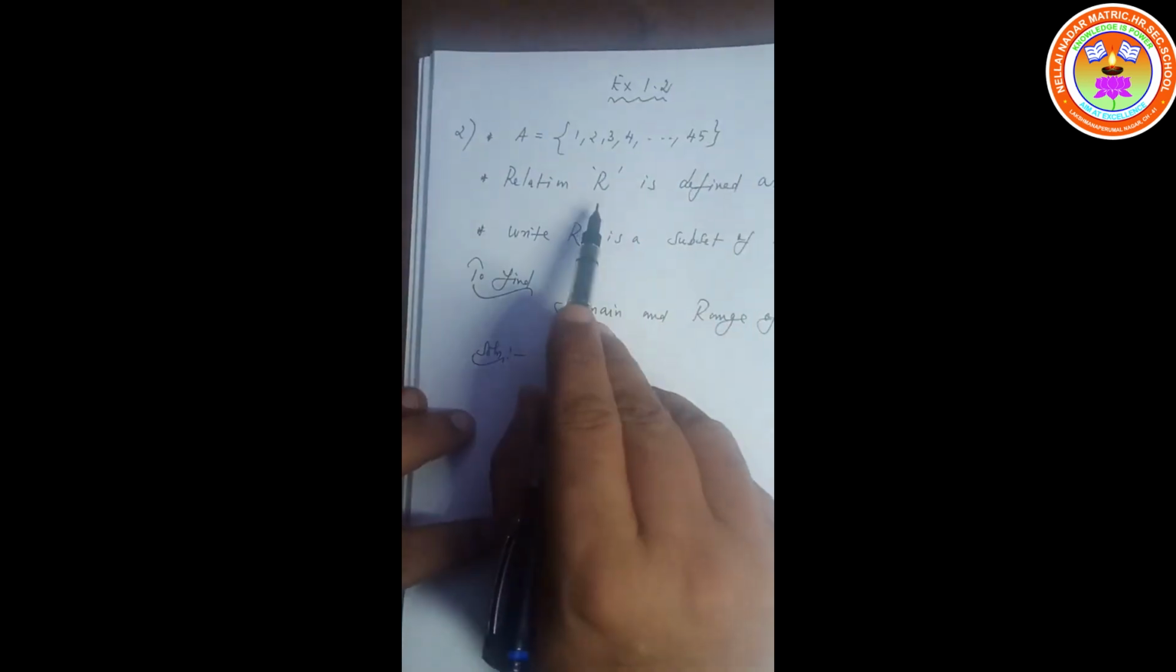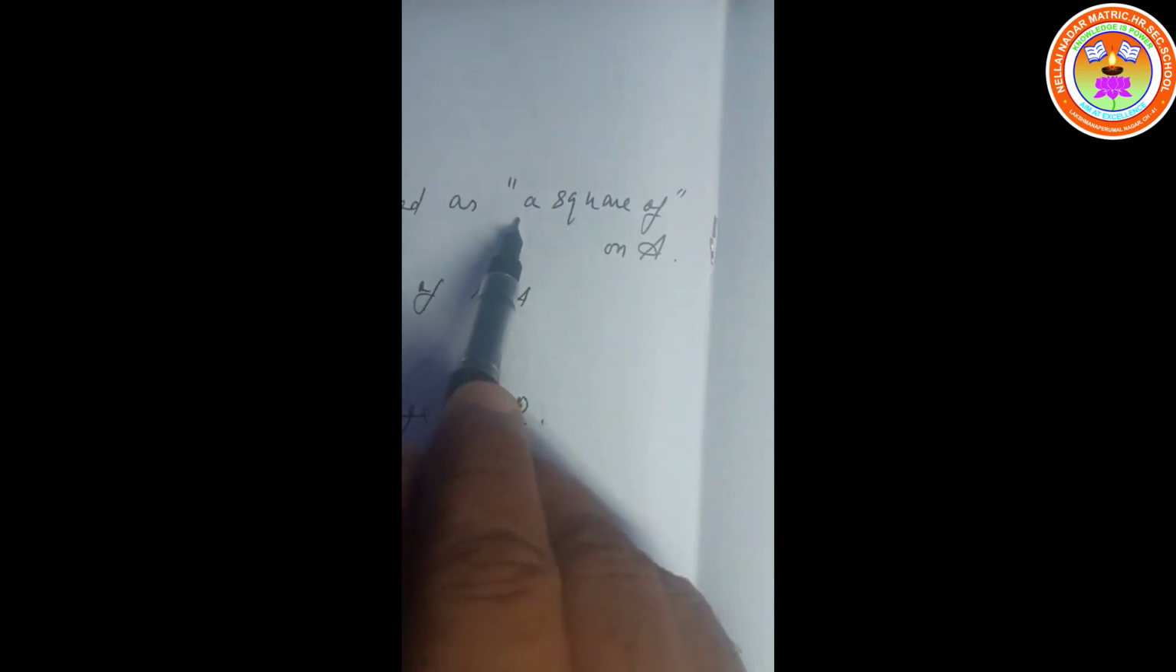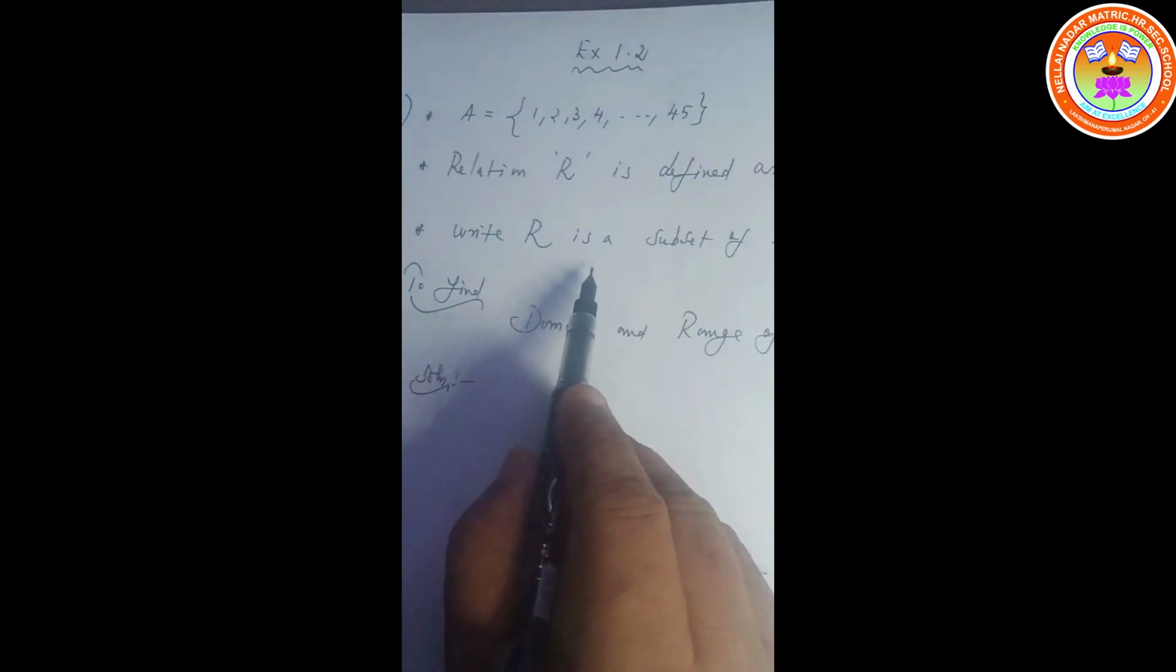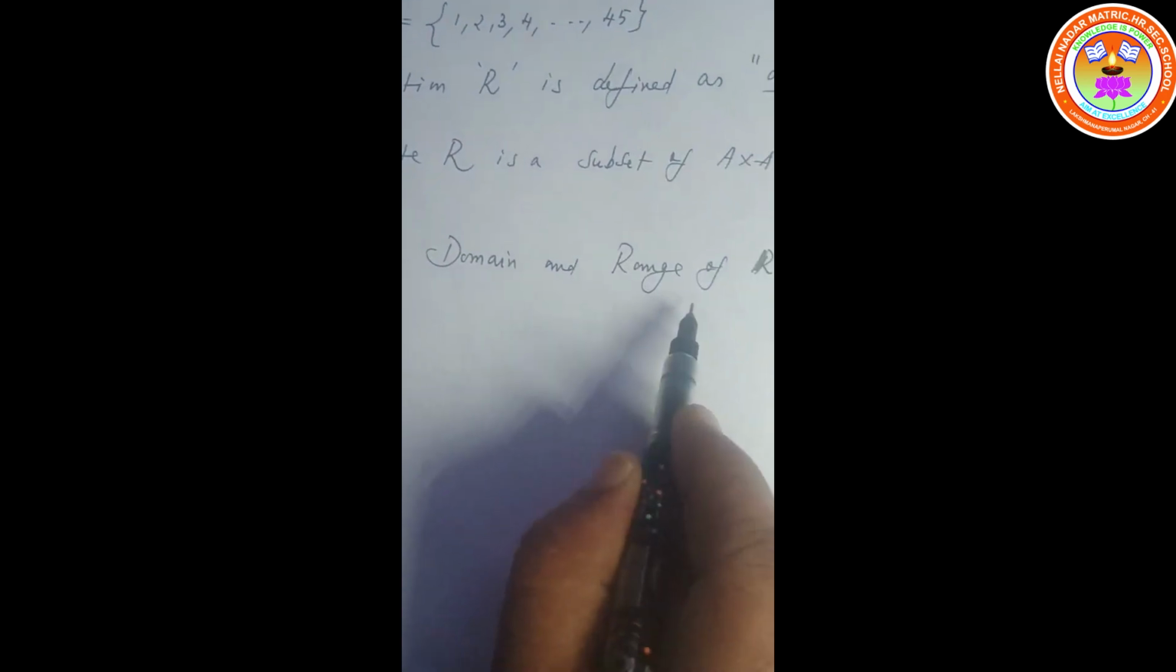Let A equals {1, 2, 3, 4, up to 45}, and R be the relation defined as 'square of' on A, or as a subset of A cross A. Also find the domain and the range of R. Set A is given. What's the condition? R is defined as a square of. It's a very important one. That is the condition given. And R is a subset of A cross A. Also find the domain and range of R.